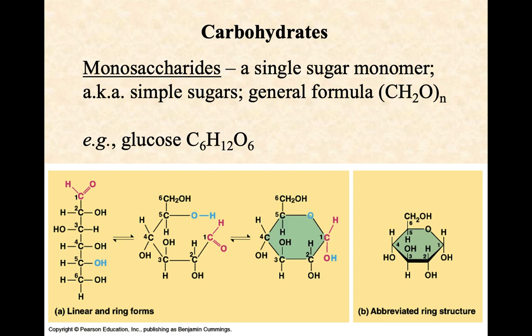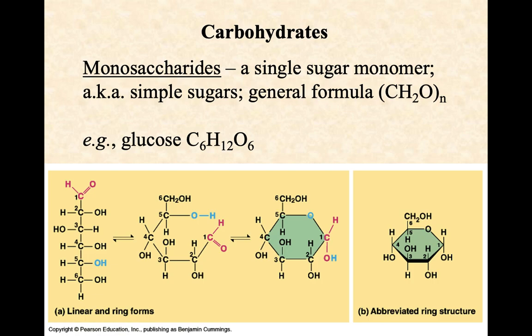So for example, you see here glucose, C6H12O6. In this case, n equals 6, and you can see that ratio of 1 to 2 to 1, carbon to hydrogen to oxygen, is upheld, and therefore we have a carbohydrate. In the image on the bottom, on the left side, you see the linear form, and the linear form is relatively common in solution, and it's in equilibrium with a ring structure.